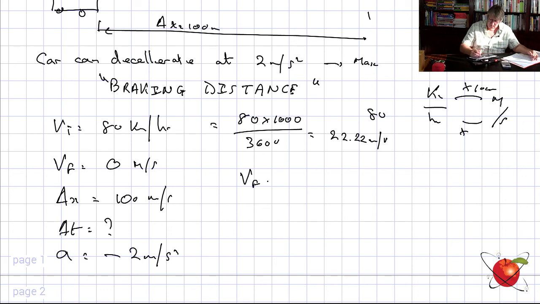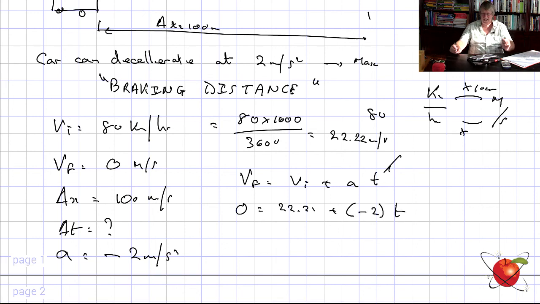Well, VF is equal to VI plus AT, right? This will give us the time that it takes to stop. All right, let's have a look. V final is 0, which is equal to 22.22 plus minus 2 times t. Why minus 2? Because I am slowing down. So it's a negative acceleration. Therein lies the error. That is why if it's a negative, we put a minus sign. All right?